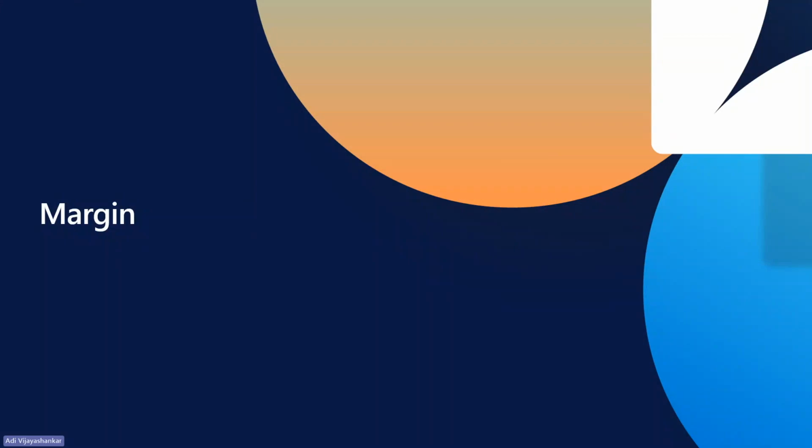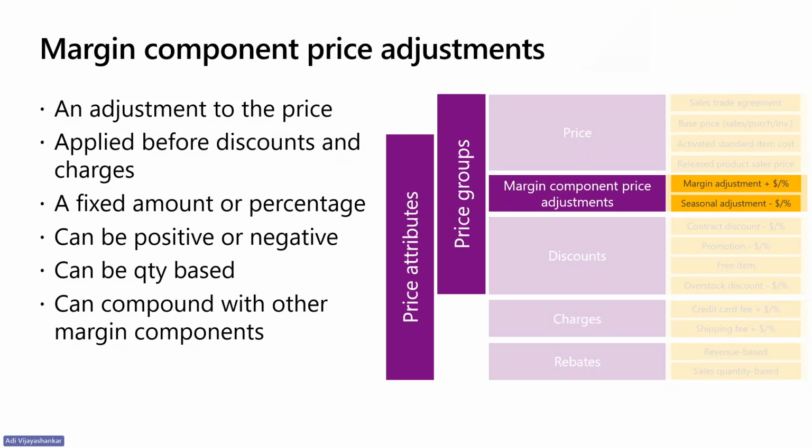Now let us talk about margins and unified pricing management. Margin component price adjustments allow for adjustments to the price at the time of order or before discounts and charges are applied. Adjustments can be a set amount or a percentage and can be positive or negative. Adjustments can be driven based on order quantity or can compound with other price adjustments within the same price component code and across price component codes.